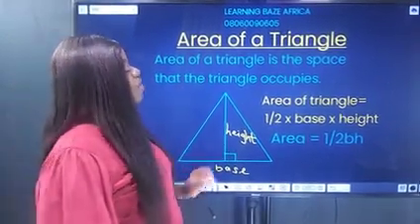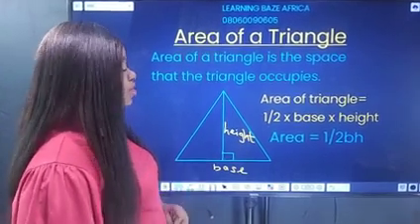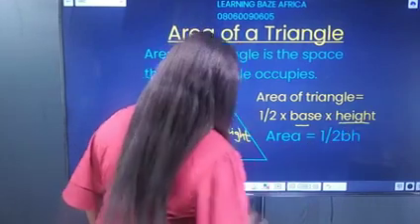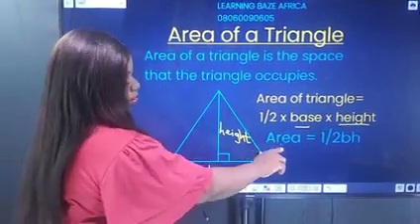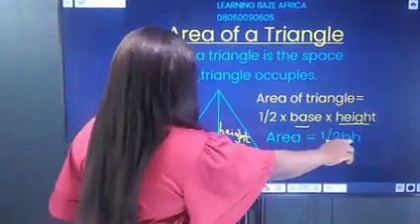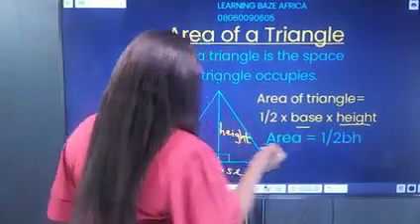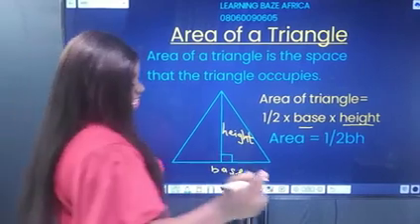Now the formula for calculating the area of a triangle is half times base times height. The short form can be written as area equals half BH, where B refers to the base and H refers to the height. So let's see an example.